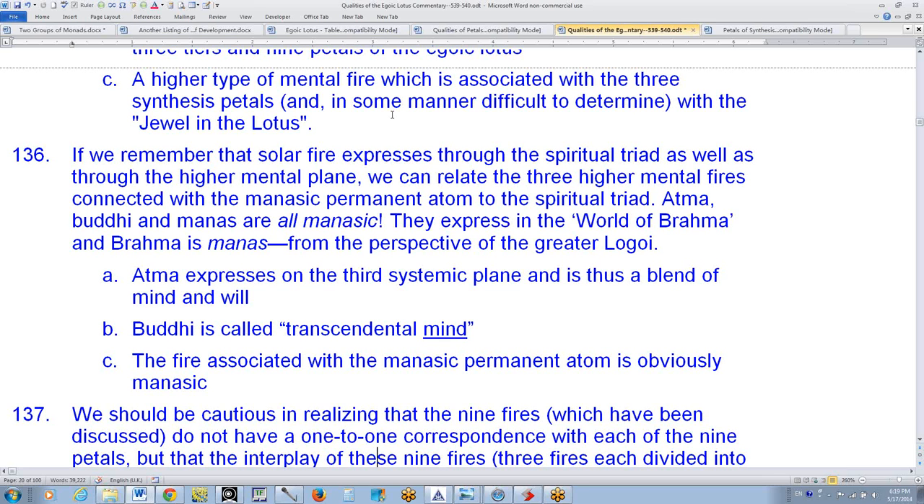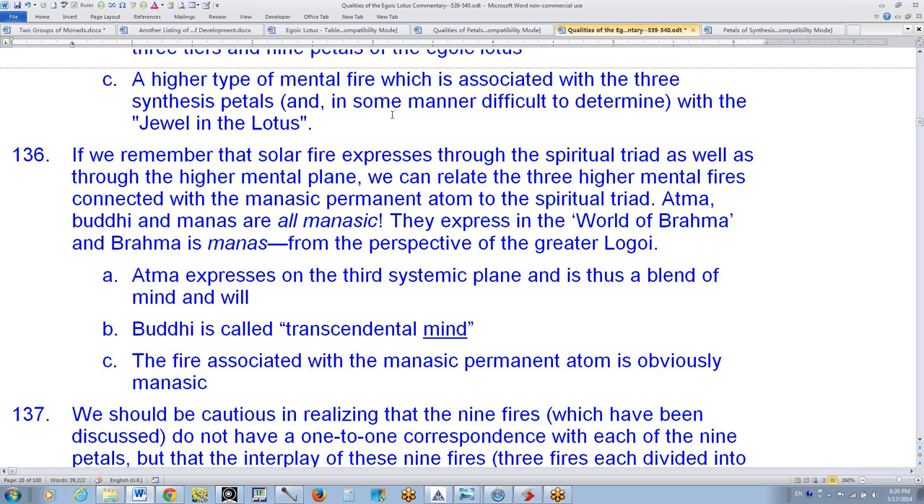and we've just reviewed those references, we can relate the 3 higher mental fires connected with the monadic permanent atom to the spiritual triad. After all, it is still solar fire, isn't it? Atma, Buddhi, and Manas are all monadic in that respect. The spiritual triad is ruled by the third ray and by Saturn, we see in the study of the spiritual hierarchies.